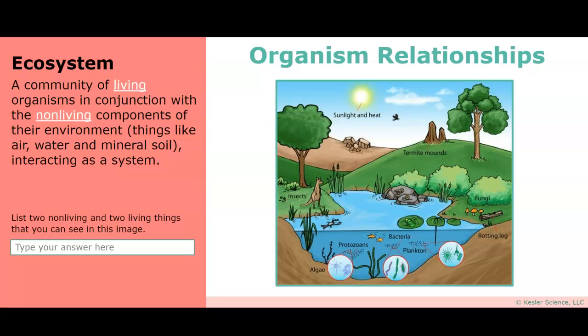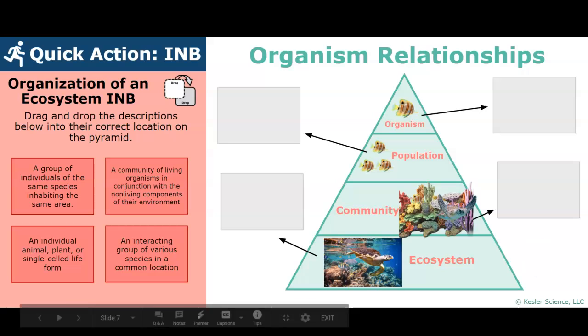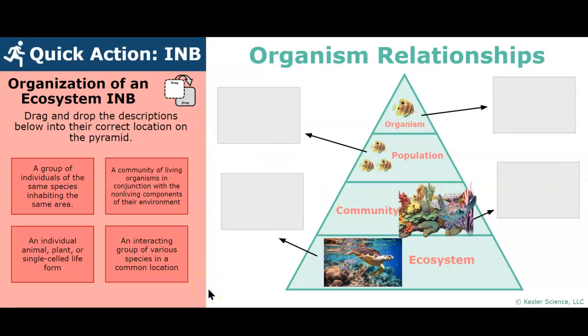An ecosystem is a community of living organisms in conjunction with the non-living components. So it's really the interaction between the living things in an ecosystem and things like soil, water, energy. So you're going to list two non-living and two living things you can see in the image on the right. So you are going to drag and drop the descriptions over here for the correct definition.